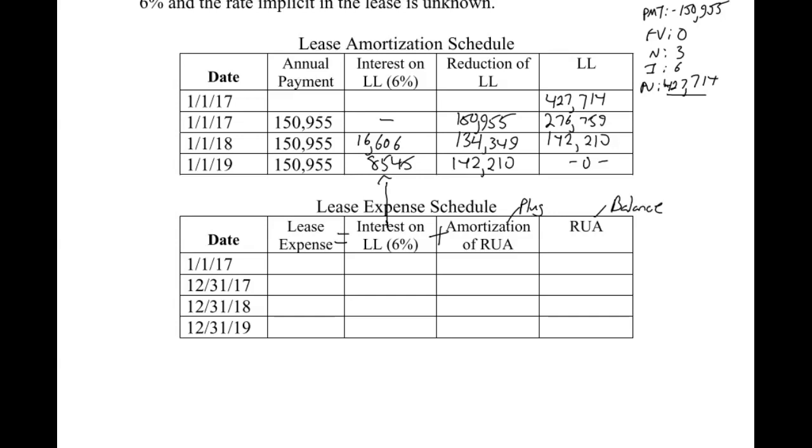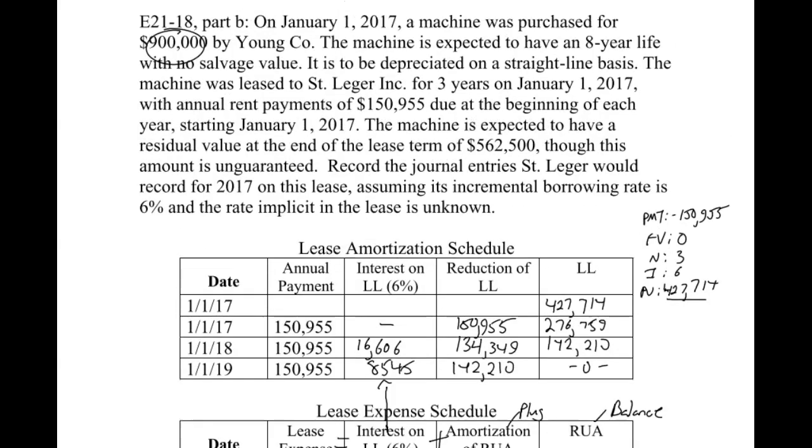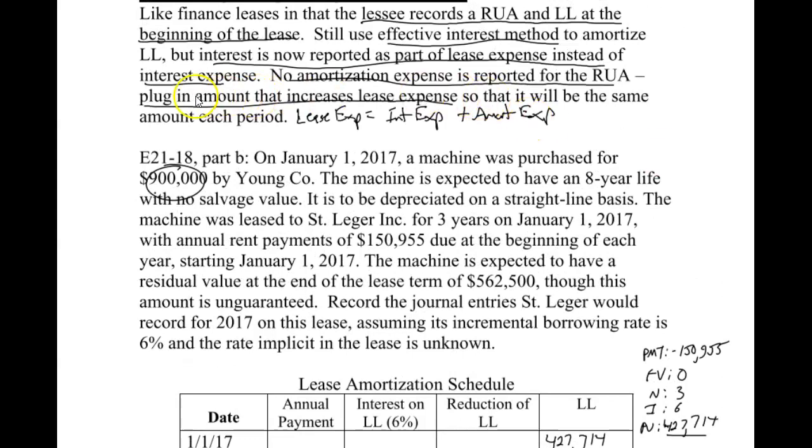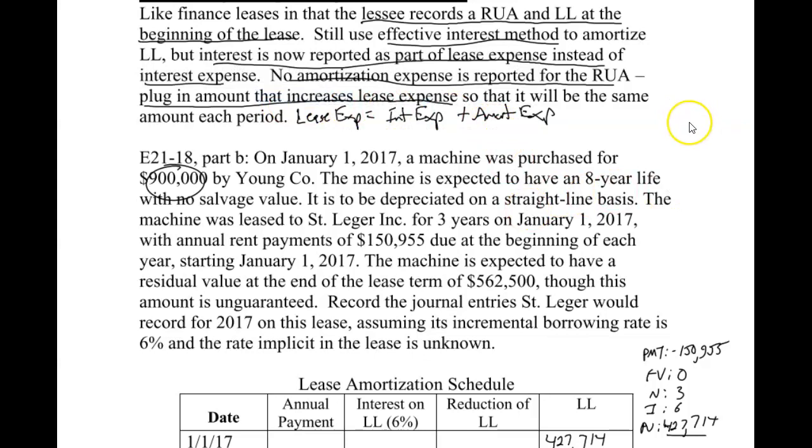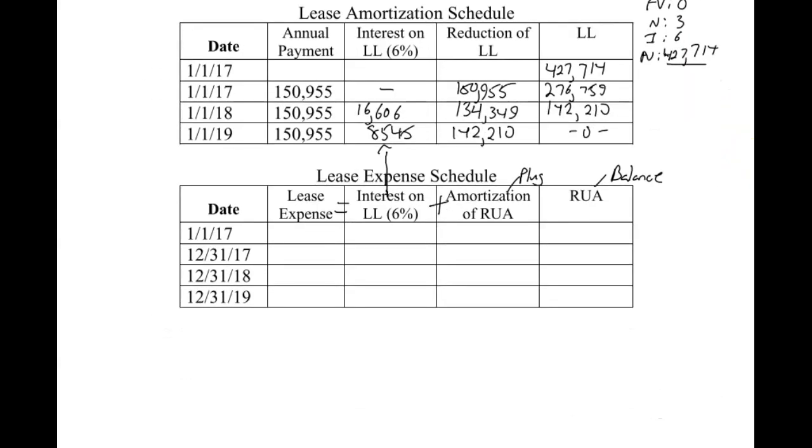All right, so the lease expense, if you look at the top there, let's just scroll back up so we can read it. We're going to plug in an amount that increases lease expense, so that will be the same amount each period. What we want is basically taking the sum of these three numbers and dividing by 3, which makes it 159.55. So that means lease expense each year.